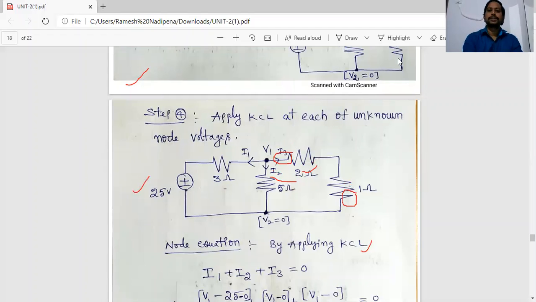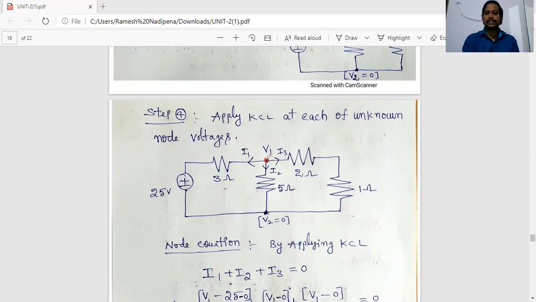What is step number 4? Apply KCL at each of the unknown node voltages. Here only one node is there, so apply KCL at that node. Another important thing: this is my procedure. Please follow this procedure for any type of problem. Of course, a number of techniques are there, but I request you to please follow my procedure.